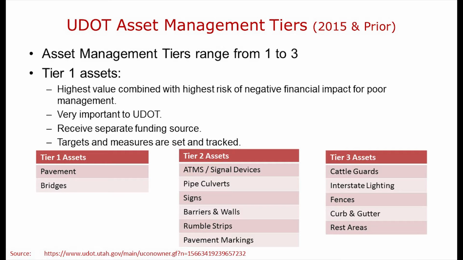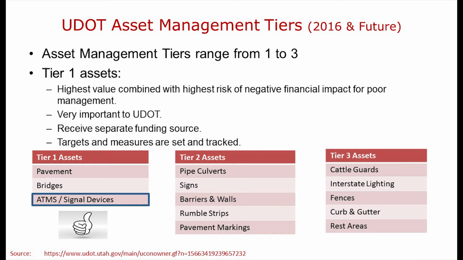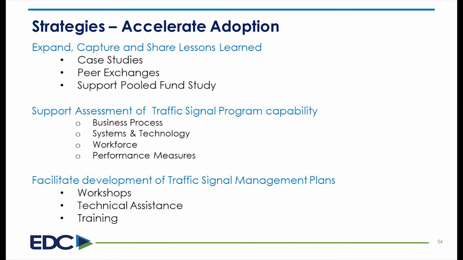So as an outcome of implementing performance measures, they were able to move their traffic signal assets from tier 2 to tier 1, and they have a whole set of measures on their organization's dashboard that they track for traffic signals. So they've rolled a lot of these very intersection-oriented measures up to higher level measures that they report to their management.